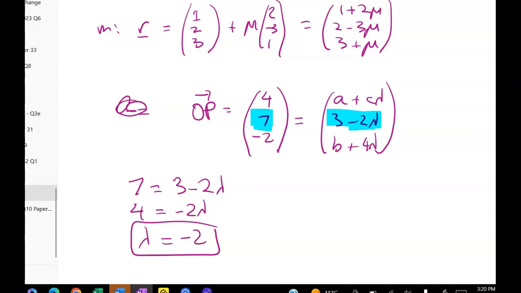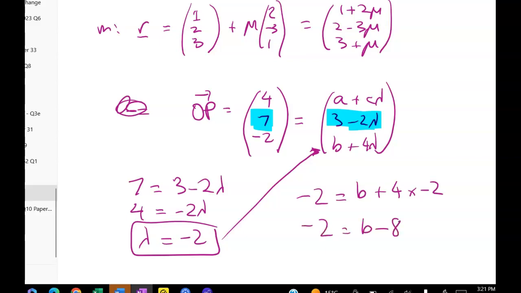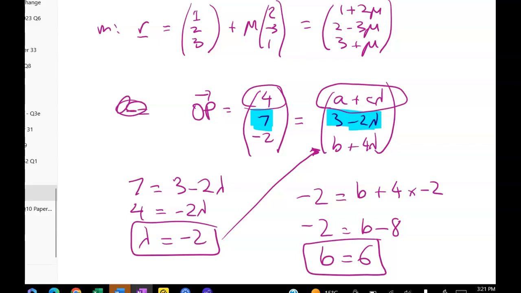I'm going to take this, and now I can work out, what can I work out next? Well, I can get B next, right? So we can say that negative 2 is equal to B plus 4 times negative 2. Negative 2 is equal to B minus 8. That gives me B is equal to negative 2 plus 8, which is 6. So that's good, but we haven't got A and C yet, and we can't get them directly here because we've got one equation with two unknowns.